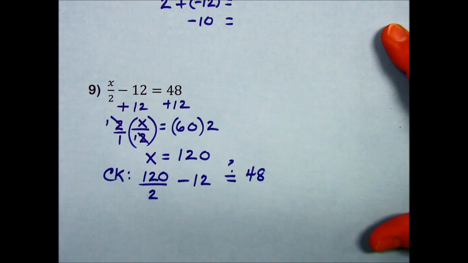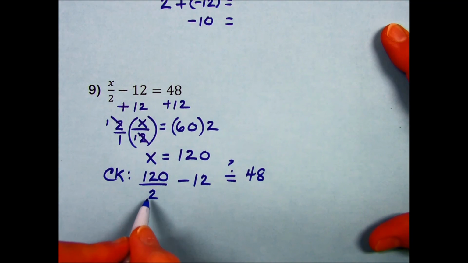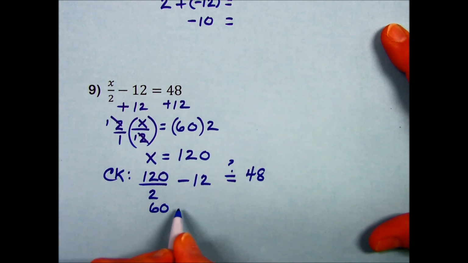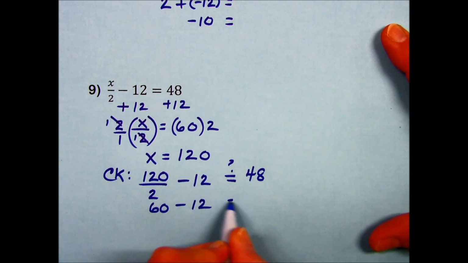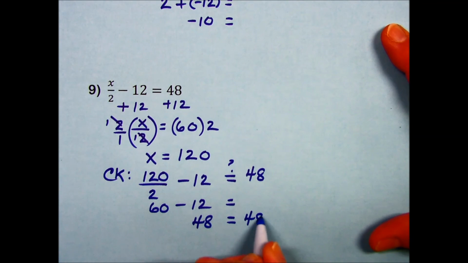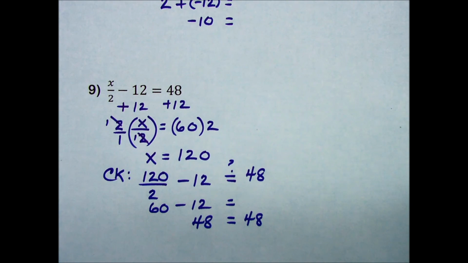Simplifying on the left-hand side, order of operations, the priority would be the division. 120 divided by 2 is 60. 60 minus 12 does in fact result in a 48, so we know that we have solved the equation correctly.